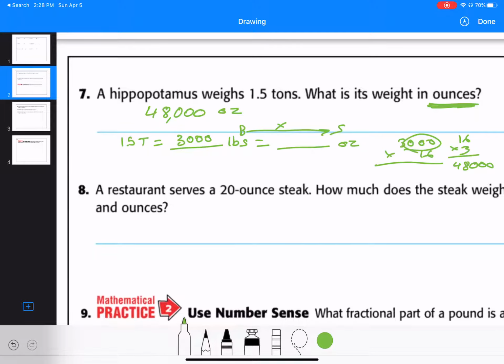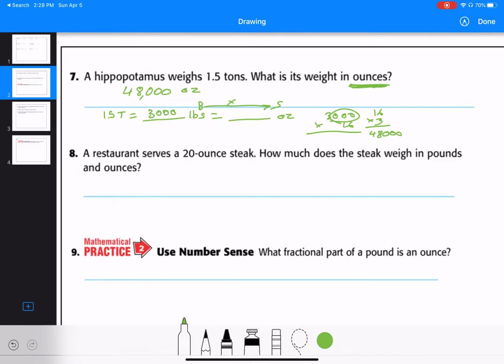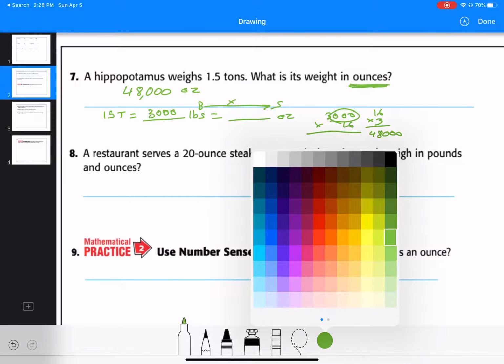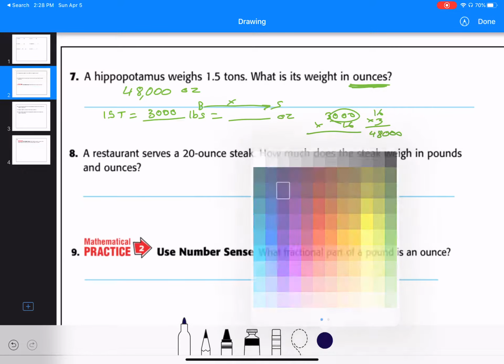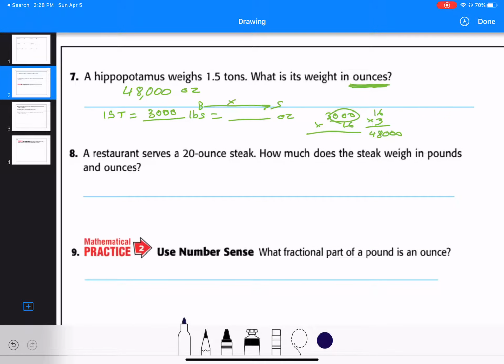Next up, we have a restaurant serves a 20-ounce steak. How much does the steak weigh in pounds and ounces? What they mean there as pounds and ounces is it's going to be so many pounds and so many ounces left over. If our steak is 20 ounces and 16 ounces equals 1 pound, we could subtract 16 ounces, leaving us with 4 ounces left, and this right here was 1 pound. So therefore the answer is 1 pound 4 ounces.